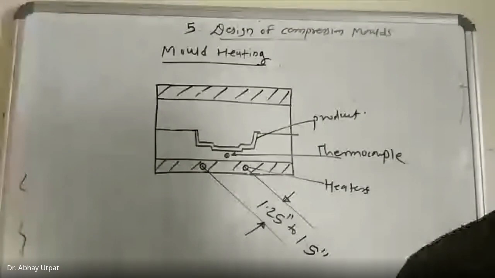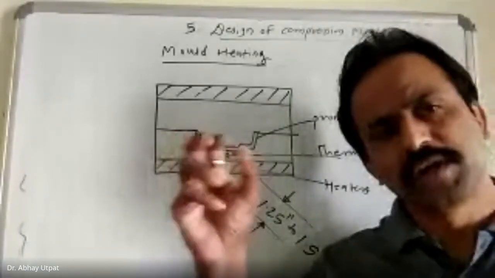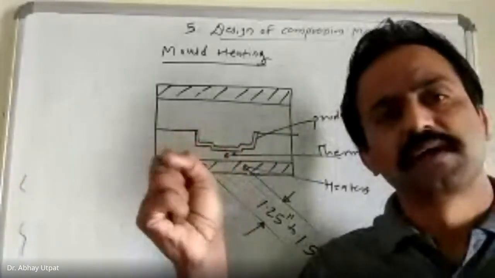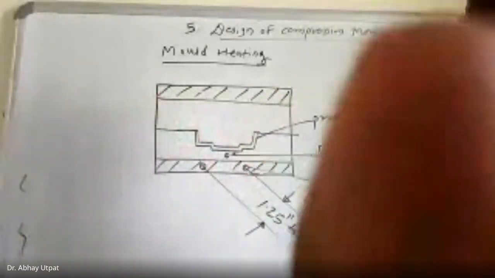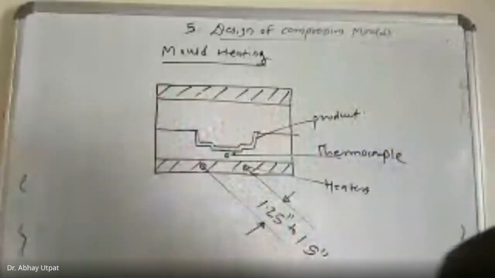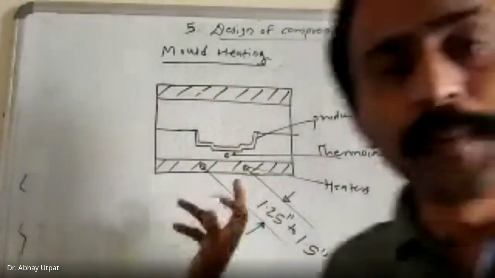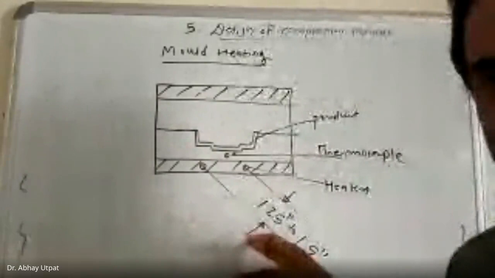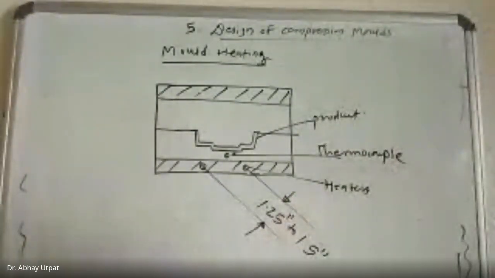Because what will happen if thermocouple is at far distance, it requires more time to sense that temperature, and here there will be expanding of the cores, etc. Core means this extended part is called as core. Hence, the optimum distance we maintain, which is as shown in figure.